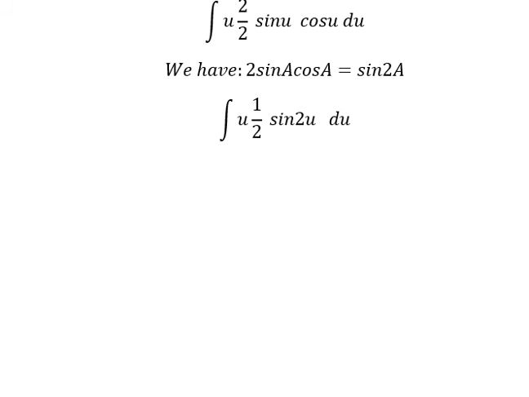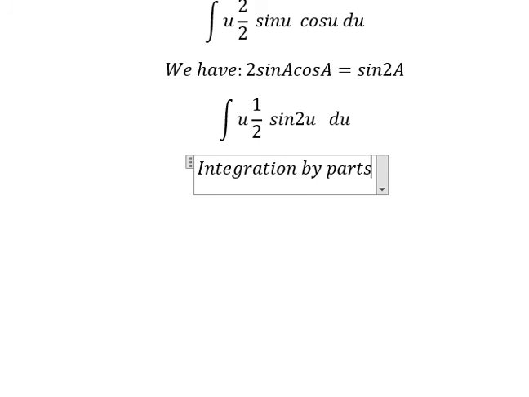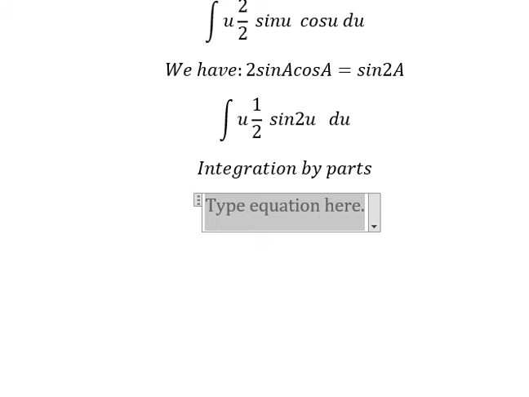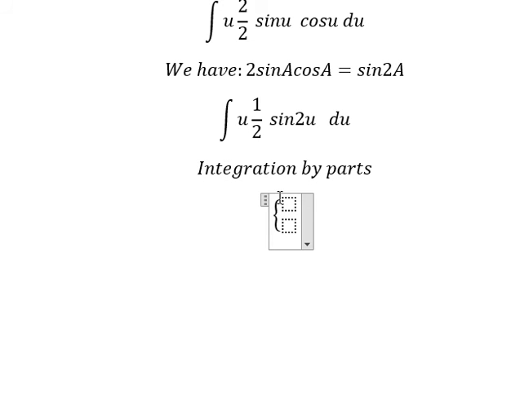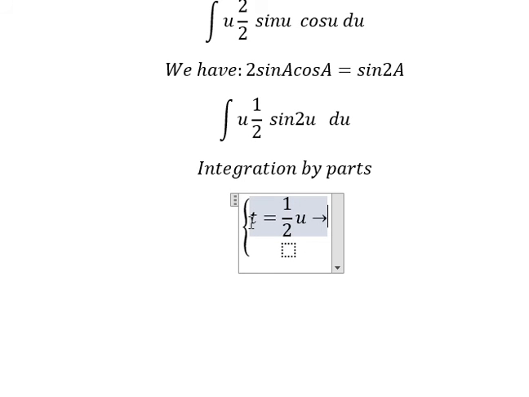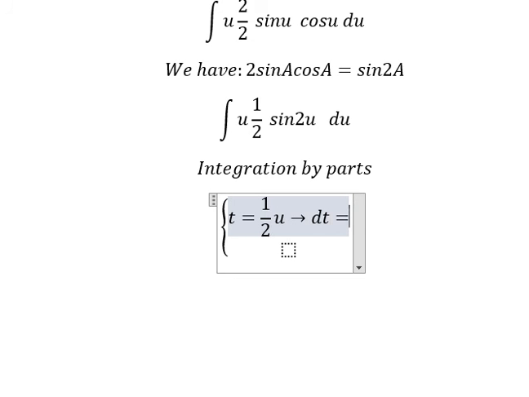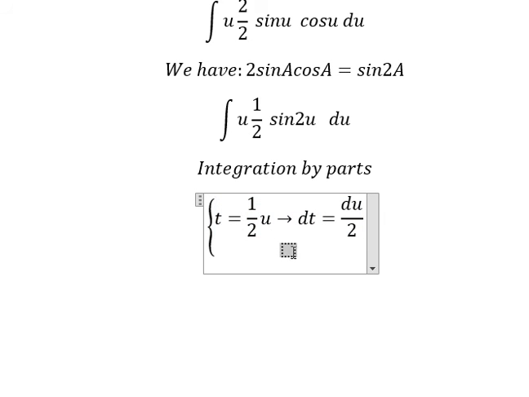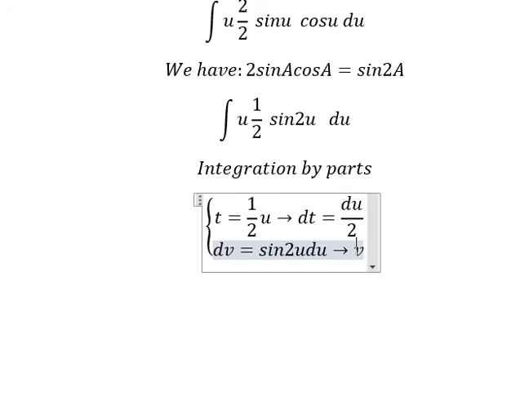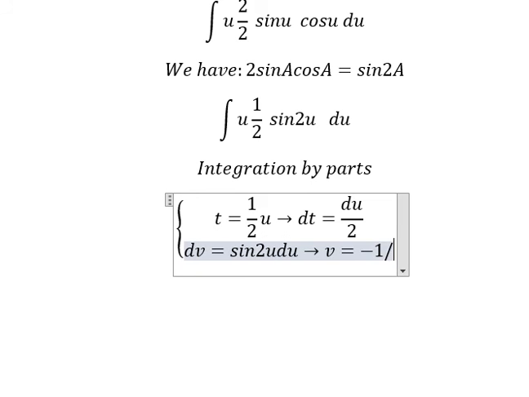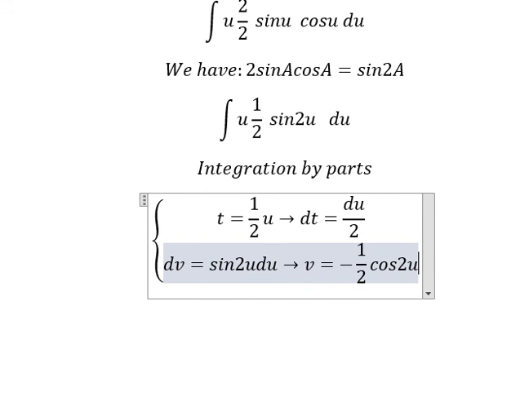Next, I need to use integration by parts. So I will put t equals 1 over 2 u. If I take the first derivative for both sides, we have dt equals du over 2. dv we have sine 2u du. The integration of this, we have v equals negative 1 over 2 cosine 2u.